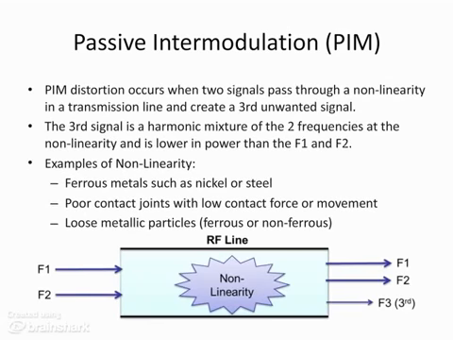PIM distortion occurs when two signals pass through nonlinearity in a transmission line, creating an unwanted third signal. The third signal causes problems with the transmit and receive transmissions, causing noise, interference, and in the worst case, a full frequency channel being allocated to a false signal. Nonlinearities include ferrous metals, poor contact joints, and loose metallic particles. PIM distortion is typically seen in high-power applications such as in wireless base stations.